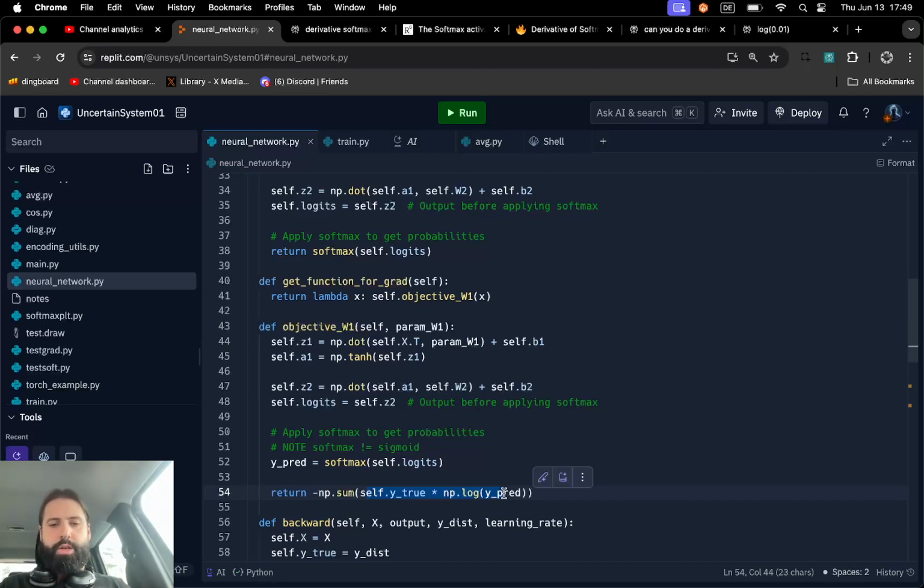If you have a perfect match, you've got a 1 here and a 1 here, right? So np log of 1 is 0, though, so we're going to have a 0. But because then you have... what? That's weird.